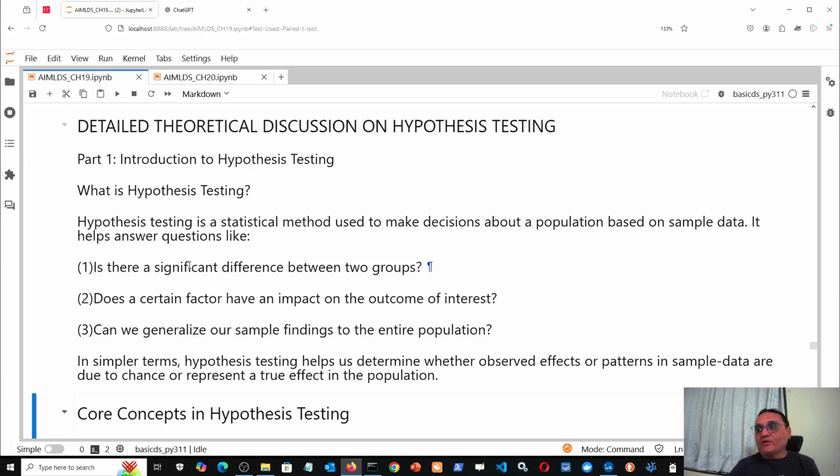Hello and welcome to lecture 21 of chapter 19 of our comprehensive course on AI, ML and DS. Now, here we want to do a detailed discussion on hypothesis testing. So, this is the first part.